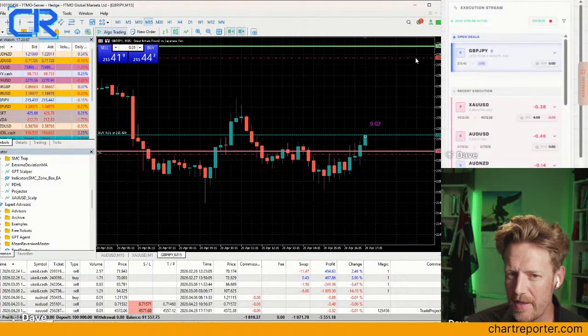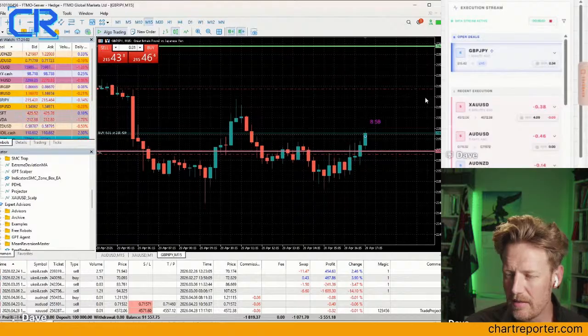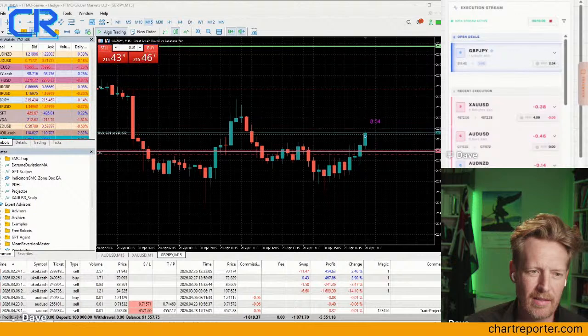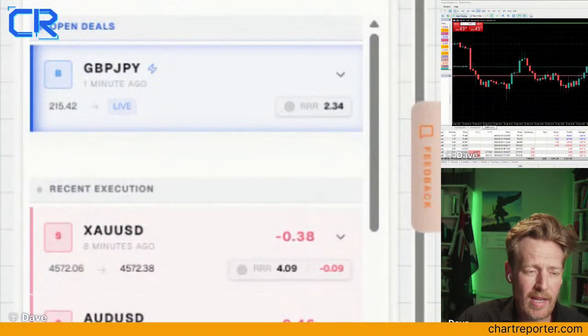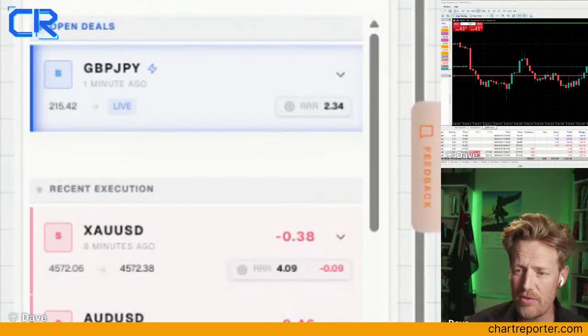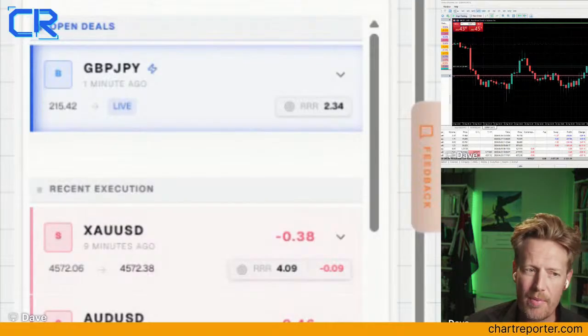And let's make this a stretch one back up to here. And as soon as I've done that, in that instance, the RRR dropped to 0 because I didn't have a take profit or stop loss. But as soon as I set its first SL and TP, it set what the initial RRR will be, 2.34 for this particular trade.